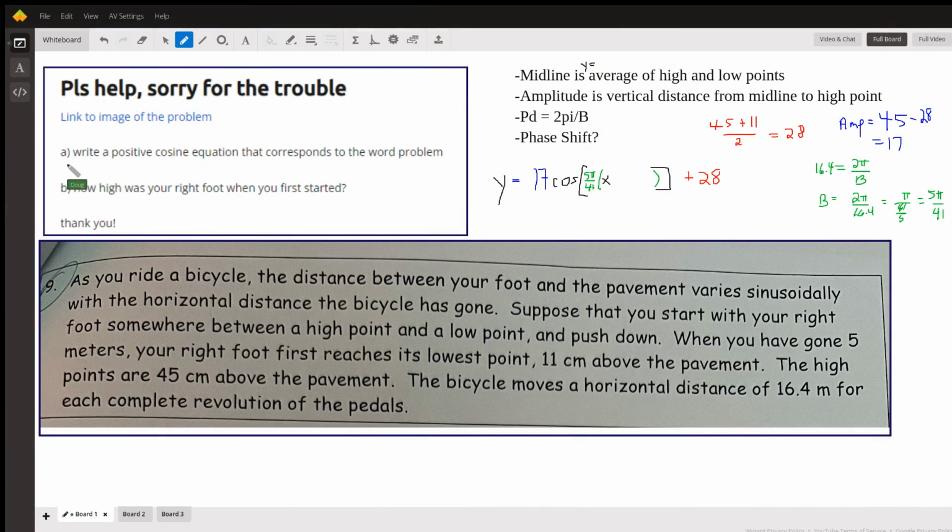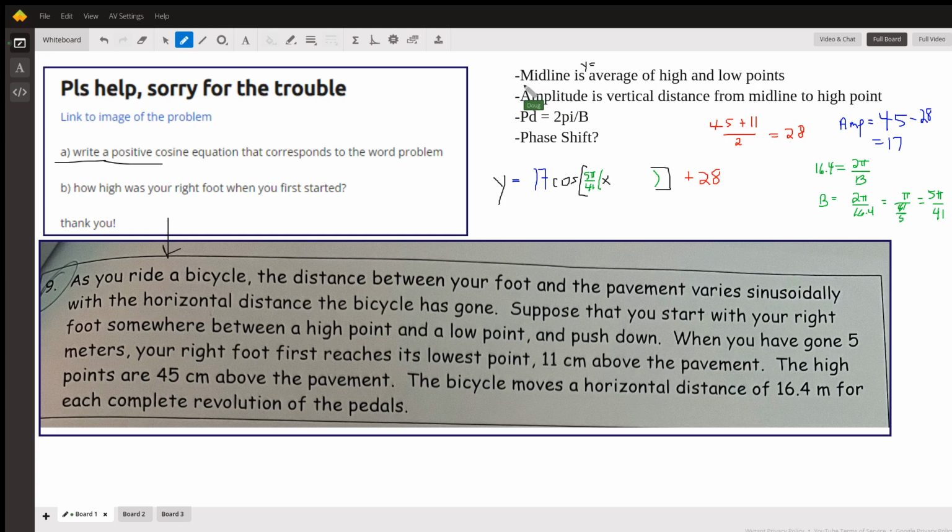While ago, but I thought I'd give it an answer. Write a positive cosine function for this problem right here. So we'll look through the given information as we build up the equation.